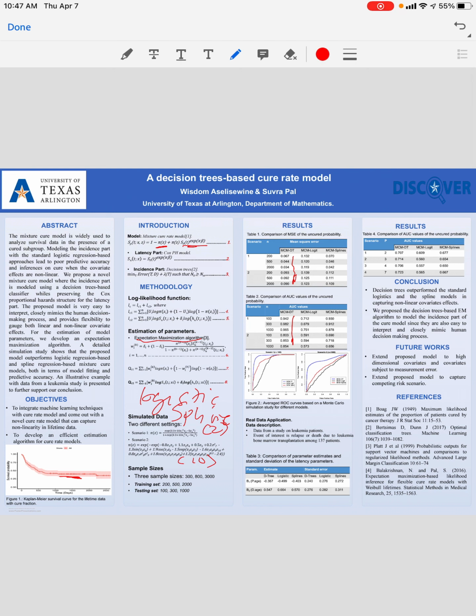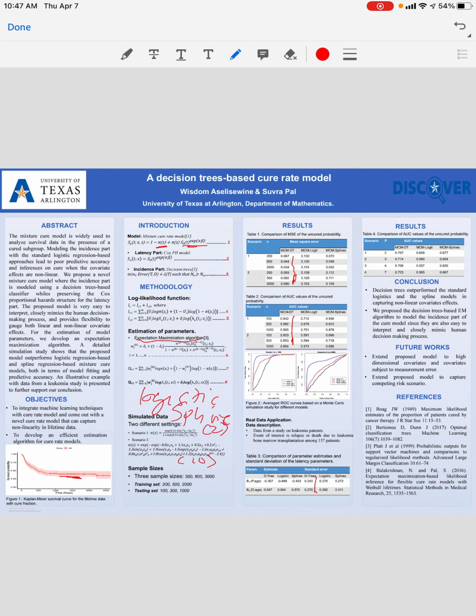We illustrated this using real data to validate our model. This real data is obtained from a leukemia study of 137 patients. We fitted a model that consists of 2 covariates, patient age and donor age. We obtained the estimate for each parameter and the standard errors. The results show that decision trees have lower standard errors as compared to the other competing models.